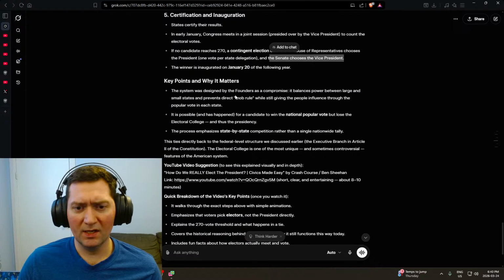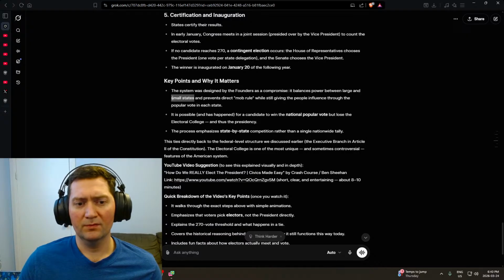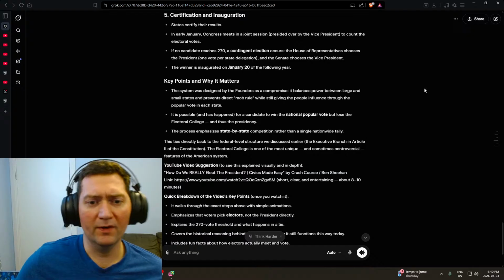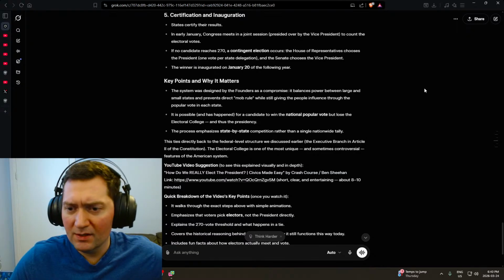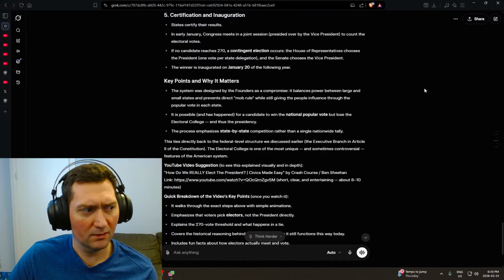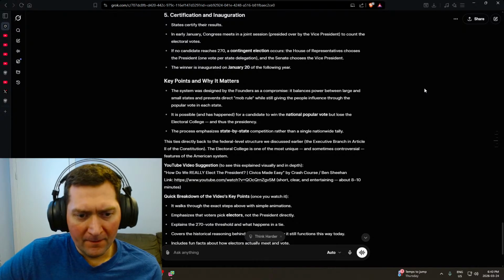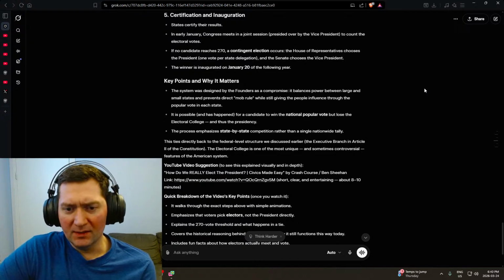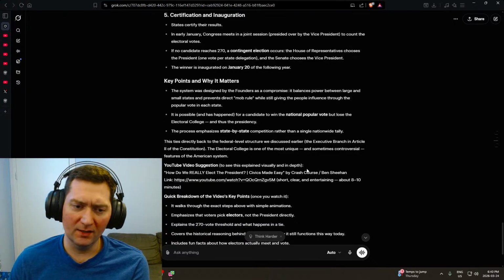The system was designed by the founders as a compromise that balances power between large and small states through the Senate, right? It prevents direct mob rule while still giving the people influence through the popular vote in each state. The process emphasizes state-by-state competition rather than a single nationwide tally.